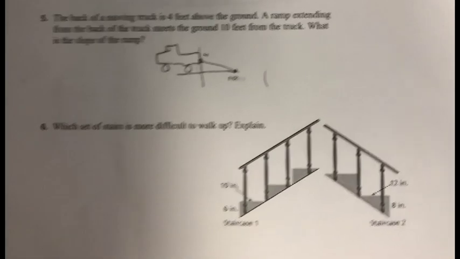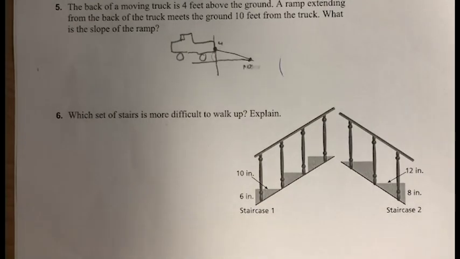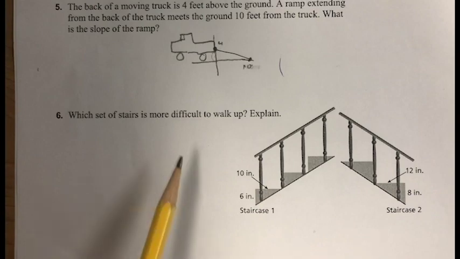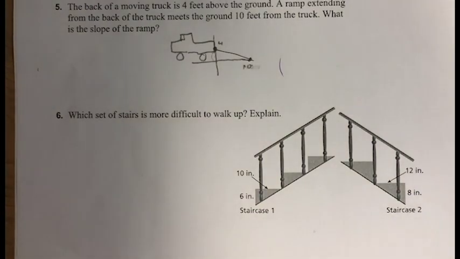All right, then 6. Which set of stairs is more difficult to walk up? Explain why. Well, I'll give you a little hint. Do you want your slope to be steep or a slope to be shallow if you're going up the stairs? Especially like you're going up hiking, if your slope is too steep, you can't hike. It's hard to go up the side of the mountain or wherever you're at. So just keep that in mind for number 6. And that's all I want to do in this video.